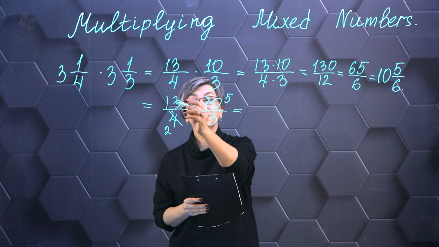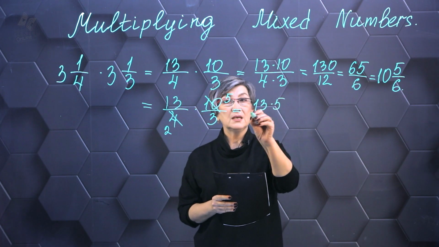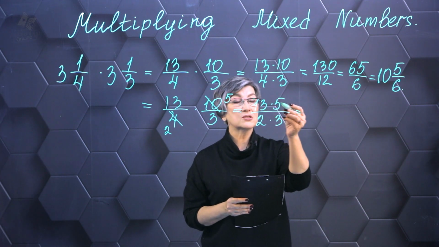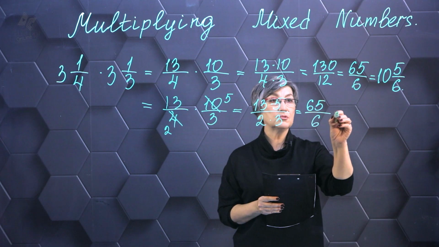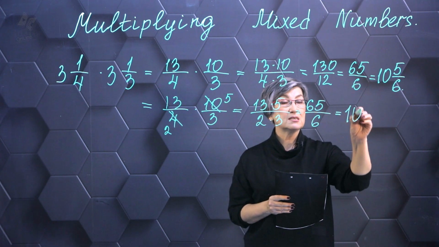The result is 13 times 5. Let's write it down. And 2 times 3. 13 times 5 is 65 and 2 times 3 is 6. Again, we need to separate out the whole part. That's 10 and 5/6.